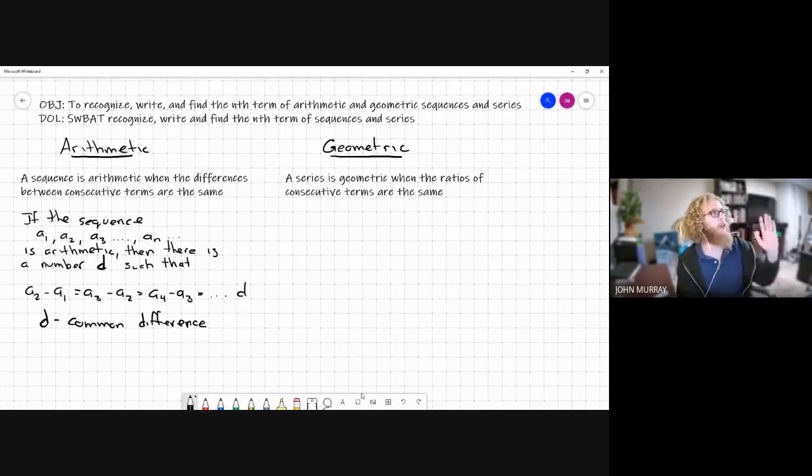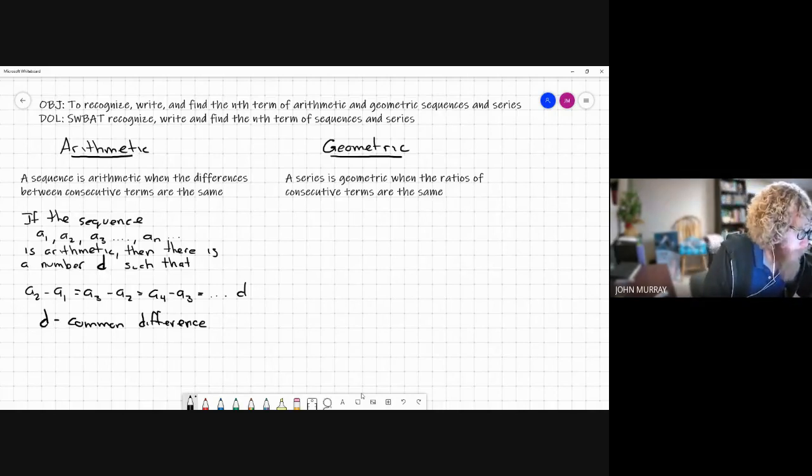So if you notice a pattern, and maybe it's like 1, 3, 5, 7, 9, you can see that they're adding 2 to each. Well, then your common difference would be positive 2, and you would have an arithmetic sequence. Or it could be subtracting. Your common difference could be negative. So if you have 10, 7, 4, 1, negative 2, negative 5, then your common difference is negative 3 because you're subtracting 3 from everything.